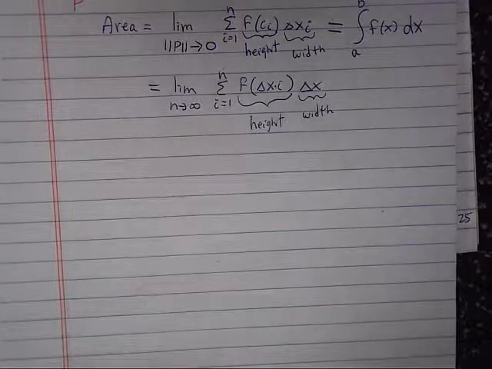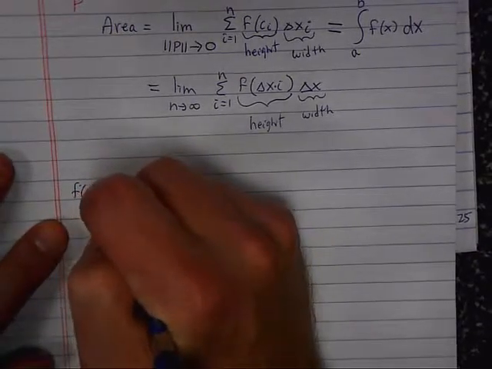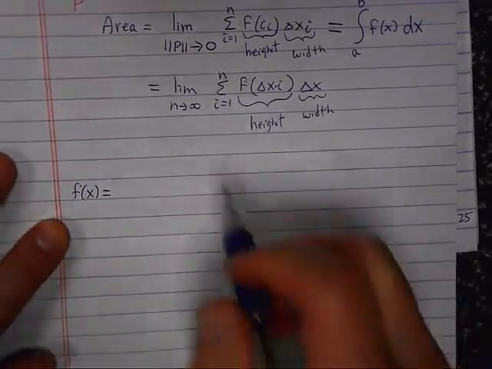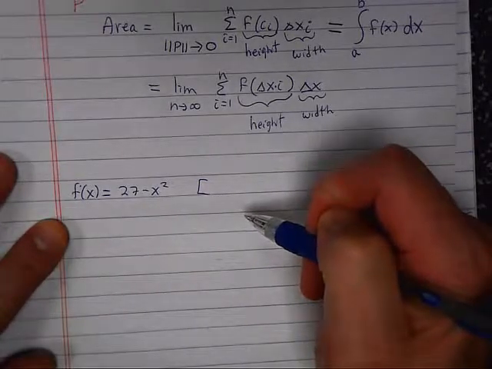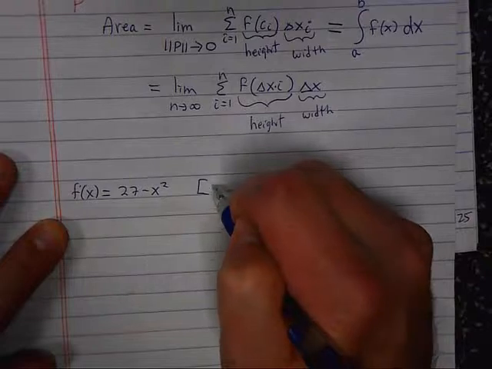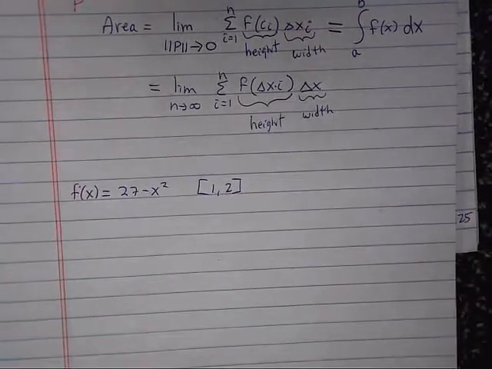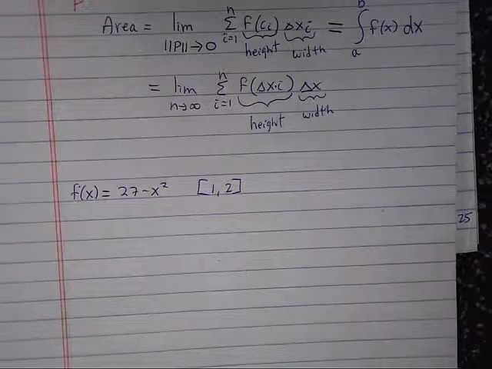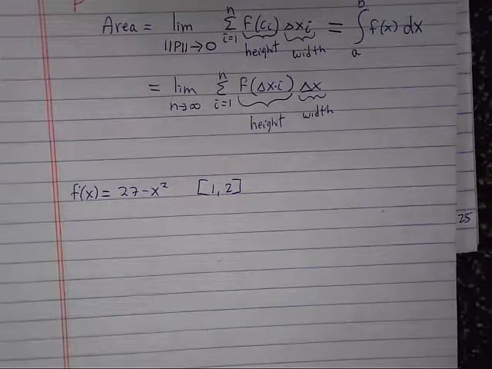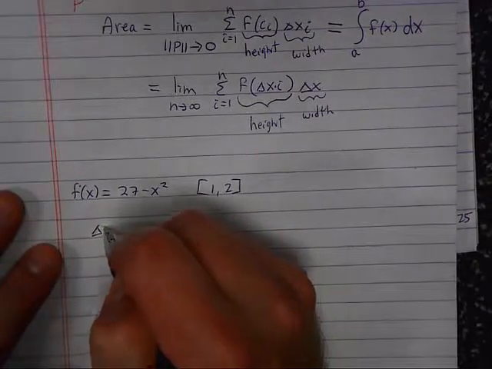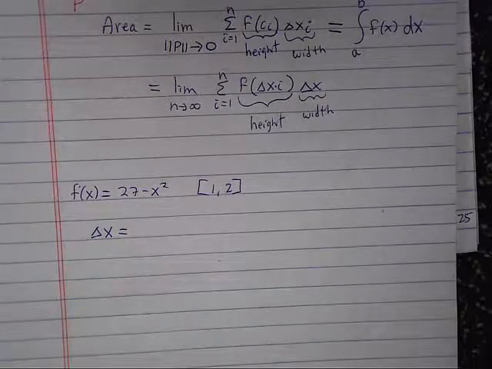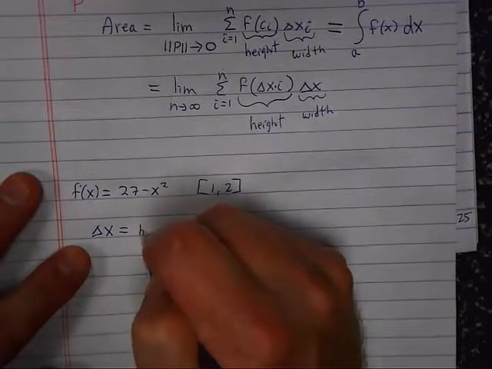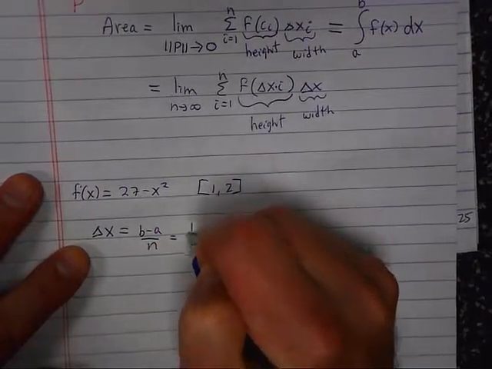All right, so now, remind me of what that problem was on that worksheet. What was the last problem? f of x was 27 minus x squared. And our interval was 1 to 2. And we wanted to find the exact area? Okay. First thing I would do is I would find delta x. What's delta x? b minus a over n. So that's 2 minus 1 over n. That's going to be 1 over n.